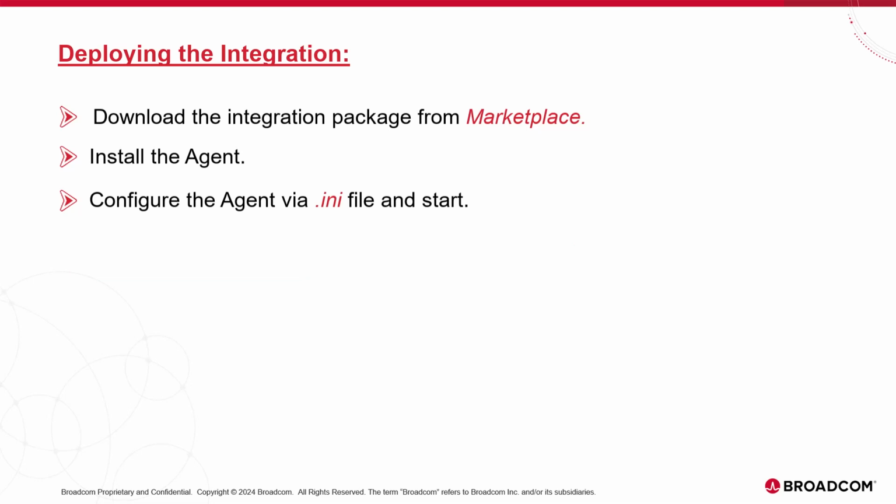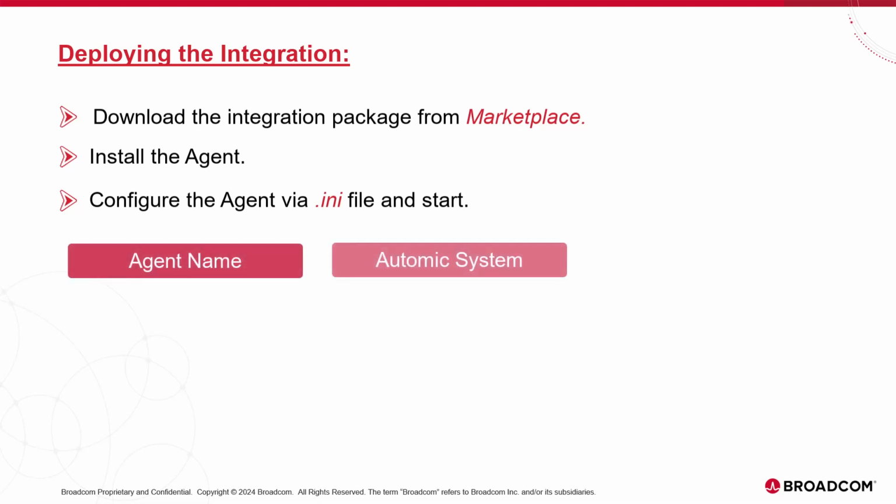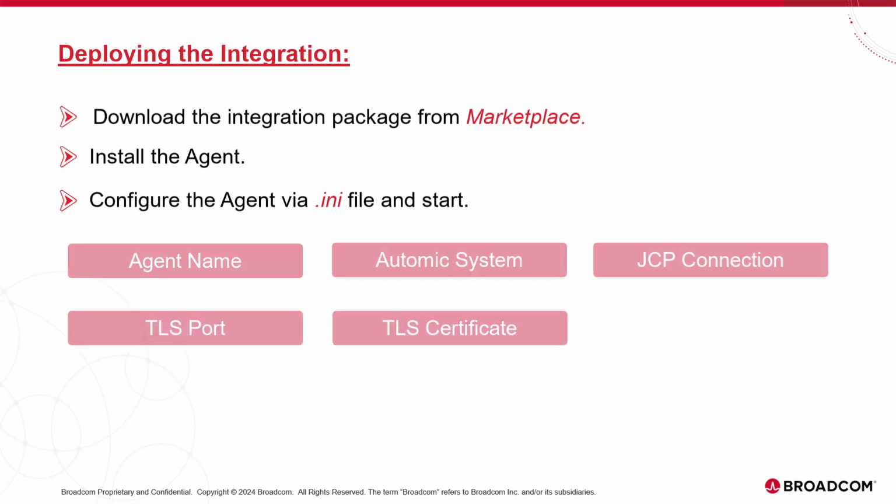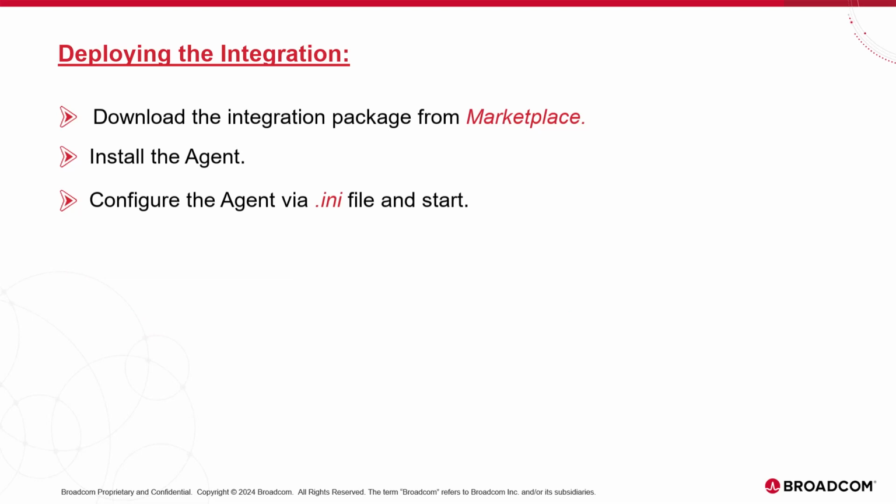AWS Step Functions is a standard Automic agent. It requires at least 4 values to be updated: agent name, Automic system, JCP connection and TLS port, and finally TLS certificate. When the agent is configured, we start it. New object templates are deployed.